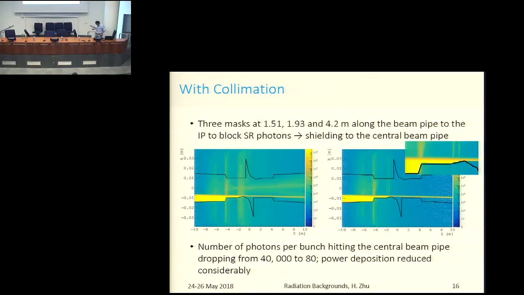And a good thing, Franco mentioned the heating. Now we have much less power deposition in the central beam pipe, at least from the synchrotron photons. This becomes a lesser issue. Whether there are additional effects is another story. We have to see the calculation. Hopefully, we do not need any cooling in the central area.